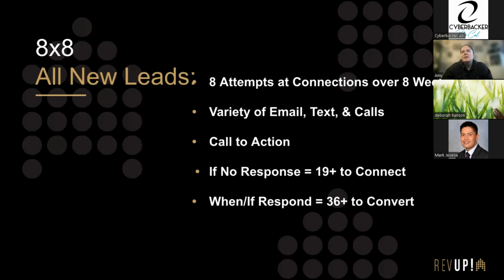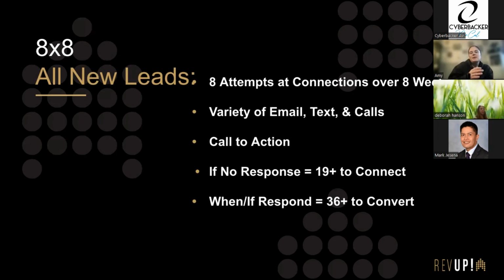If no response to our 8x8, at the end of the 8x8, we're going to roll them over to what we call a 19 plus to connect, where we're going to interact with them at least 19 times over the next year, with the hopes that at some point they're going to come around and need our services as a real estate agent. Now, keep in mind, we talked about this a while back, maybe last week. We talked about the fact that for the most part, it takes people about 8 connections to start responding. Okay, that's why this is so important.